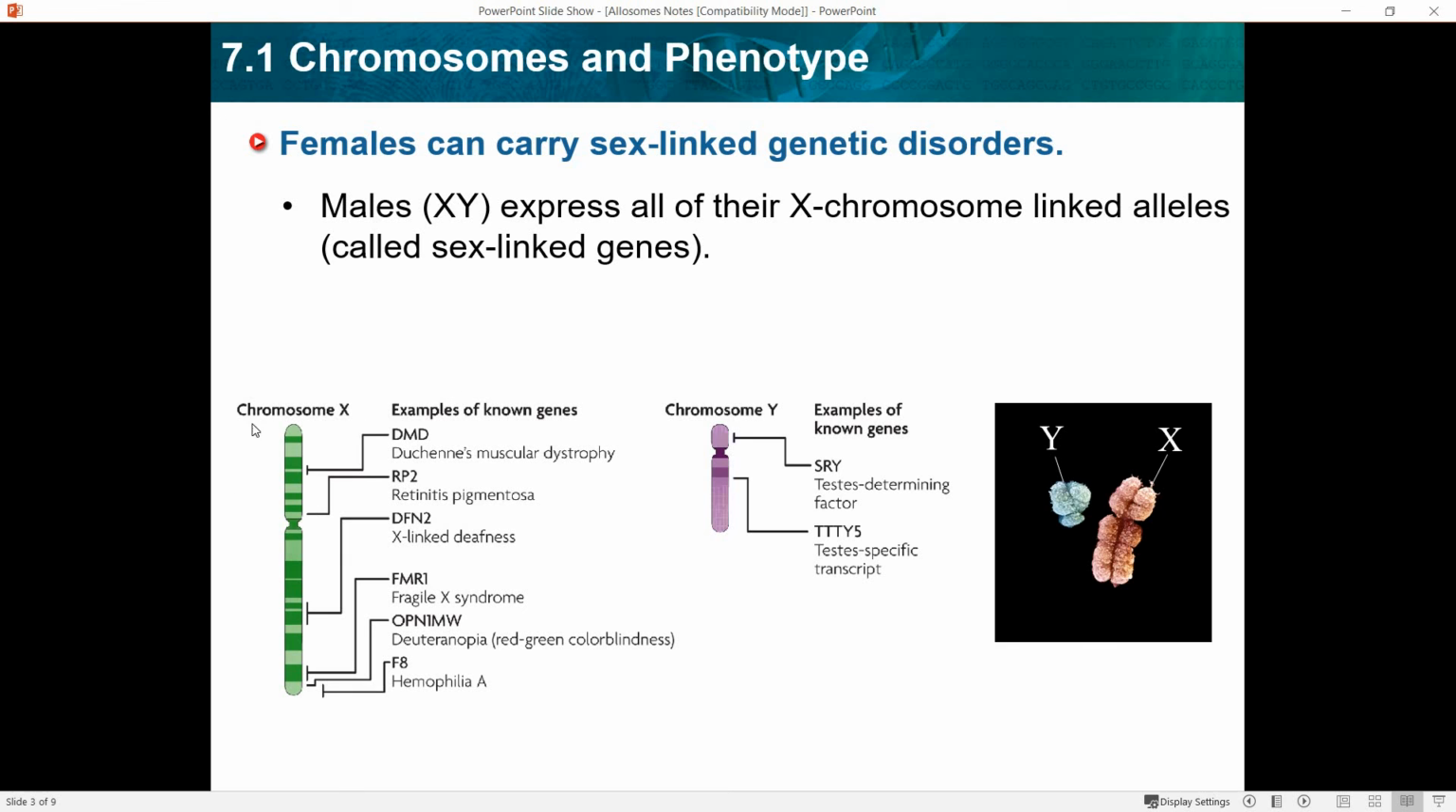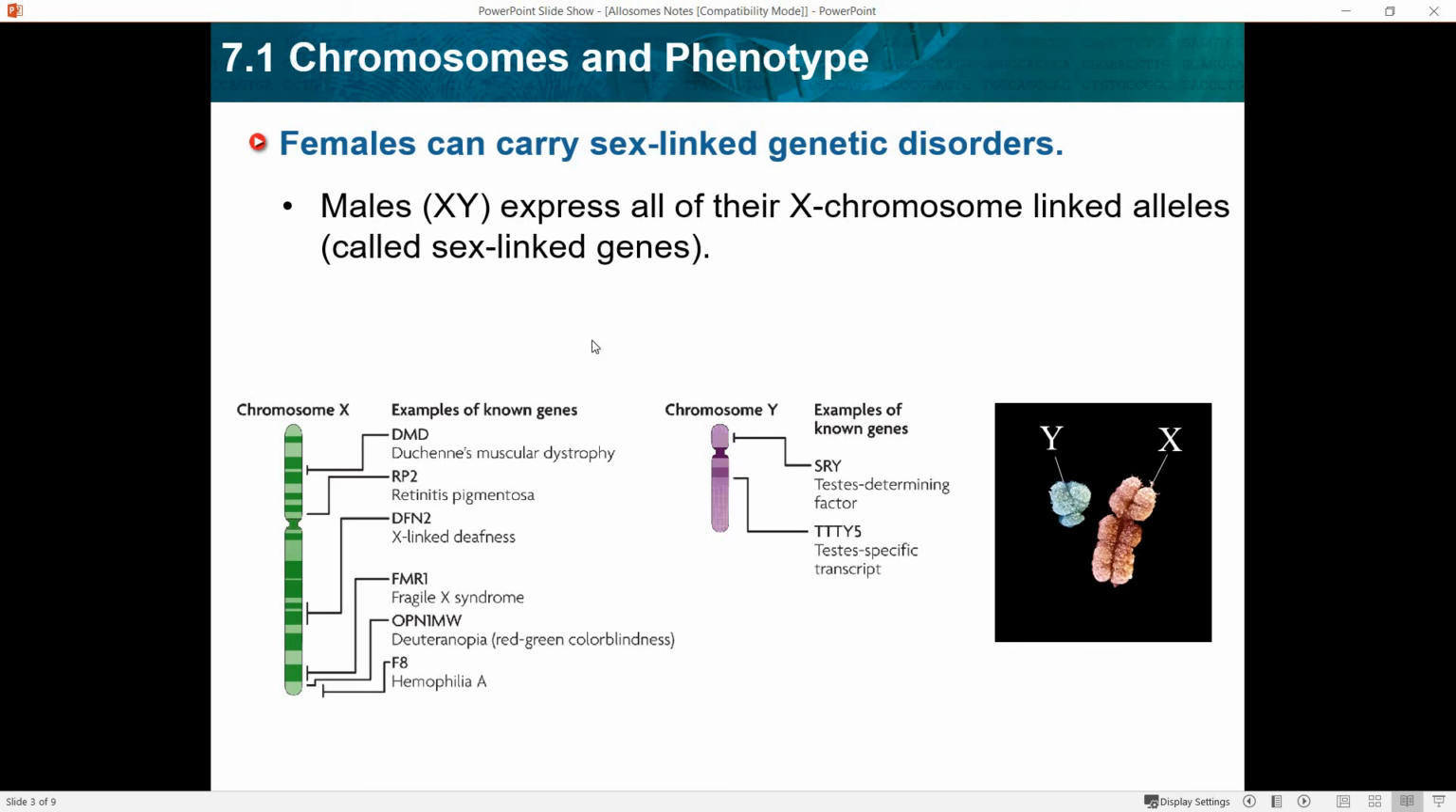And there's all sorts of different genes on the X chromosome. There's some specific male reproductive genes on the Y chromosome. But what that means is that a male has 1 X and 1 Y. And so these genes over here on the left are all examples of recessive diseases that normally you would need 2 copies of a gene in order to have the disease.